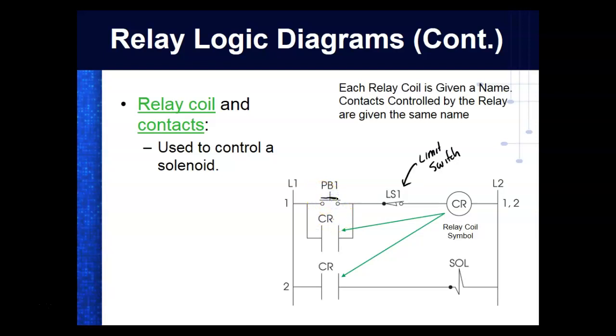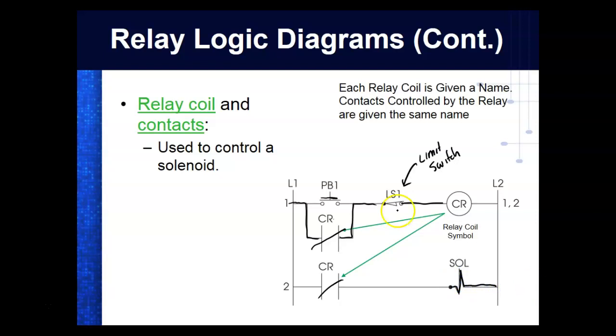So what's going to happen on this one? I momentarily press the button. This is going to bring in CR. CR is going to come up here and close this contact. Now we have a secondary path through here. Okay, so it seals itself in. Now I can let go of the push button, right? You understand? Because we got a secondary path. It's going to close this contact down here, and this solenoid is going to energize. I'll show the little solenoid, right?